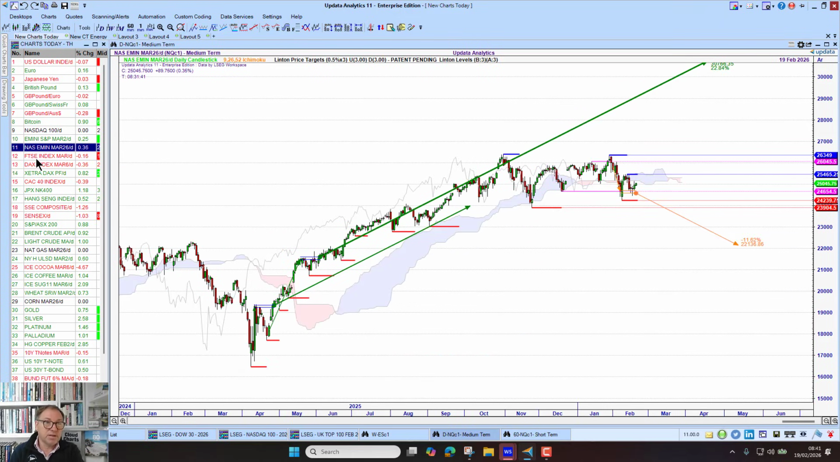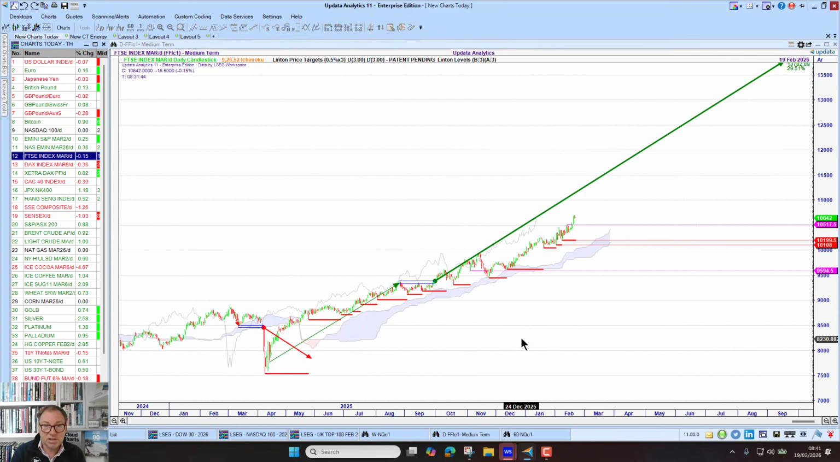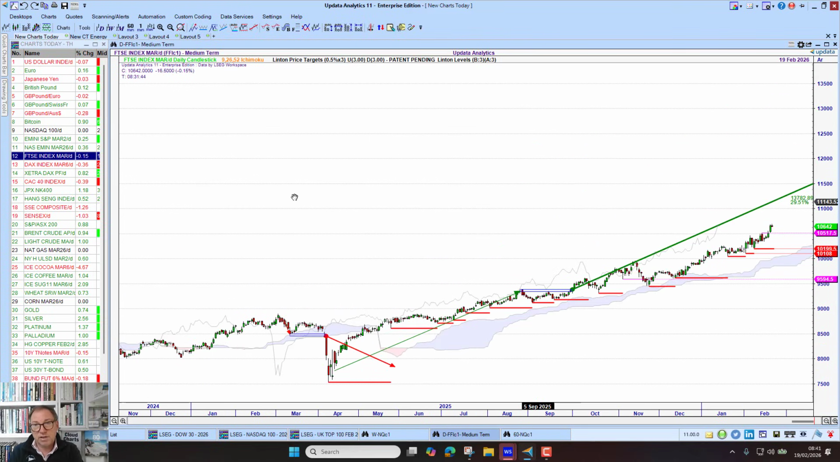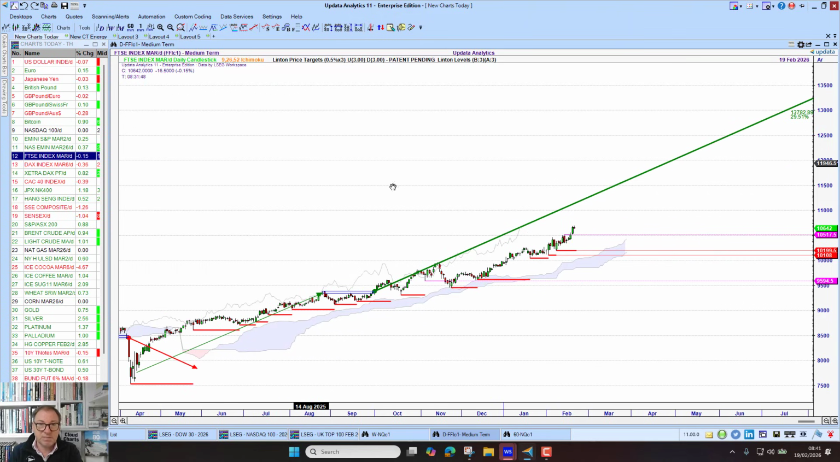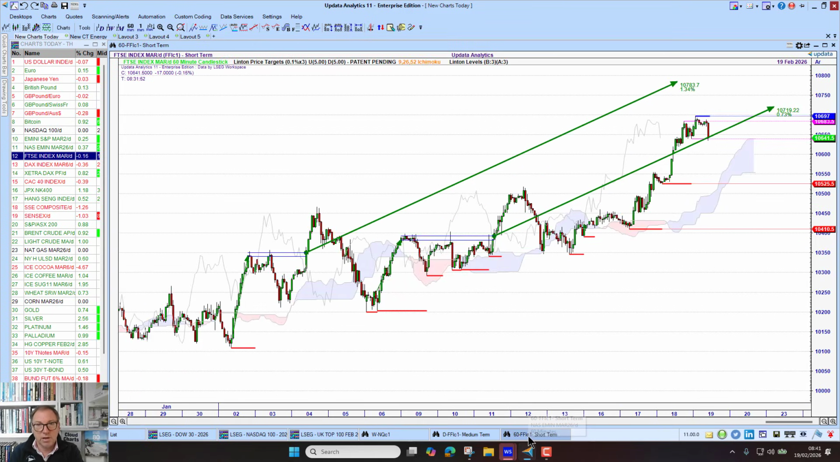So FTSE has had a good start to the year. This is the FTSE future up 7% so far this year versus the US market slightly down. So we're really outperforming there. Looking at the short-term chart, these targets given on the 4th of February, another one given on the 11th of February, in the ballpark there. So that's looking pretty strong as well.